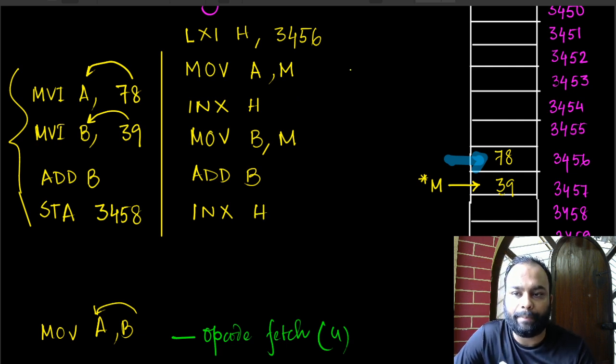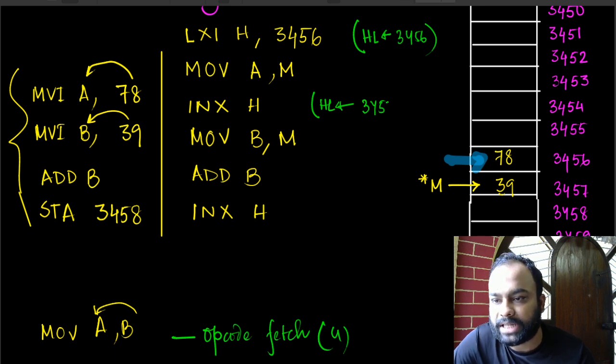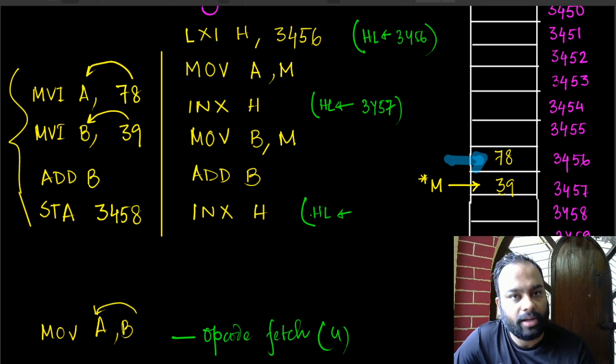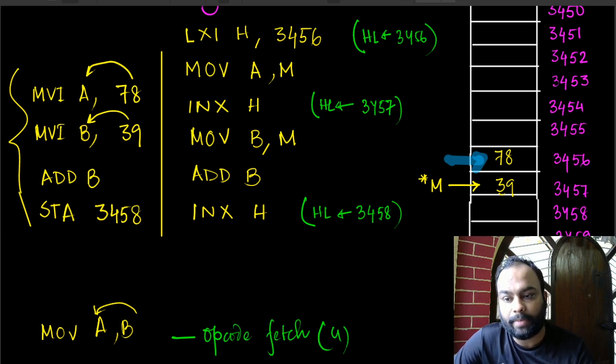So what was the value of the HL pair at this point? Initially the HL pair contained 3, 4, 5, 6. So the memory pointer was pointing to the memory location 3, 4, 5, 6. Now the HL pair is pointing to 3, 4, 5, 7. After doing one more memory increment, the HL pair is now pointing to 3, 4, 5, 8. So the memory pointer is pointing to this memory location 3, 4, 5, 8, right?